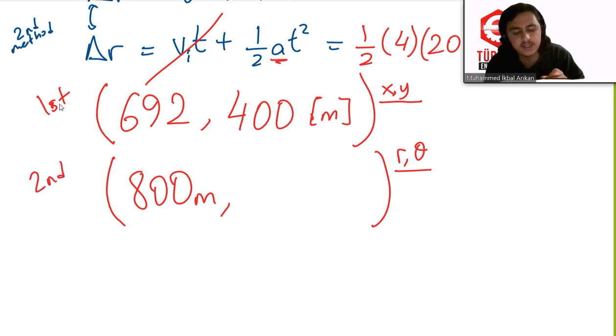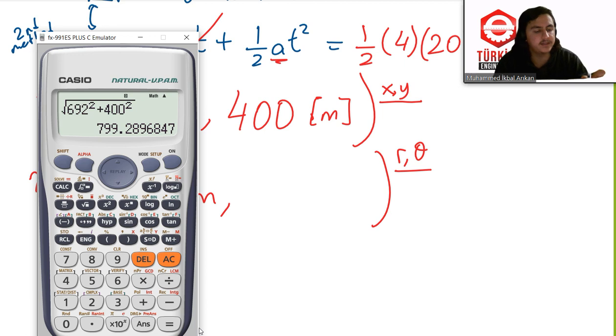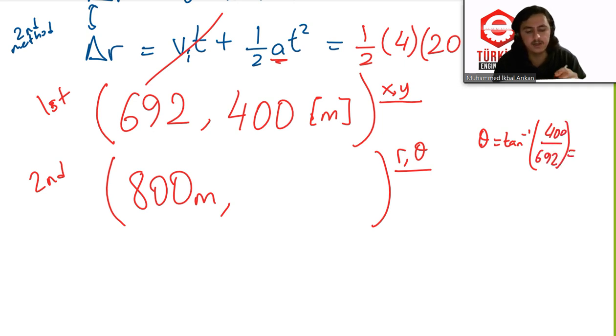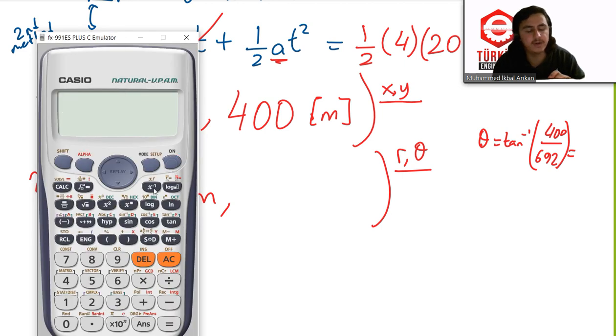And the second case, the alternative method, you can give the r, which is the magnitude, and the direction, which is the angle. So how can we find the angle? Actually, theta will be equal to arctangent of delta y, which is 400, divided by this one. So that will give me the angle of my path. Okay, actually the displacement vector. So let's put 400 divided by 692. That will give me 30.